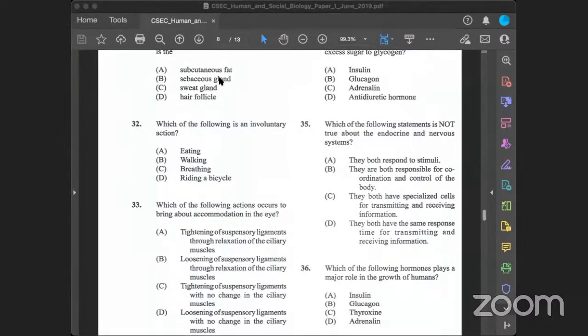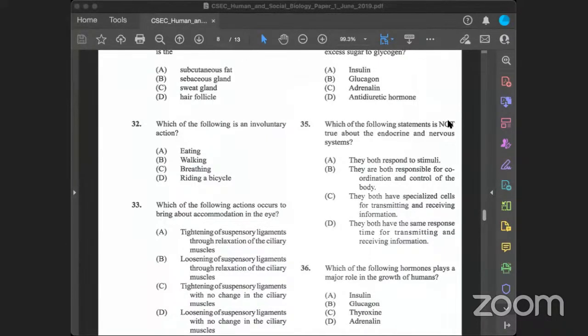Which of the following statements is not true about the endocrine and nervous systems? A, they both respond to stimuli. B, they both are responsible for coordination and control of the body. C, they both have specialized cells for transmitting and receiving information. Or D, they both have the same response time for transmitting and receiving information.